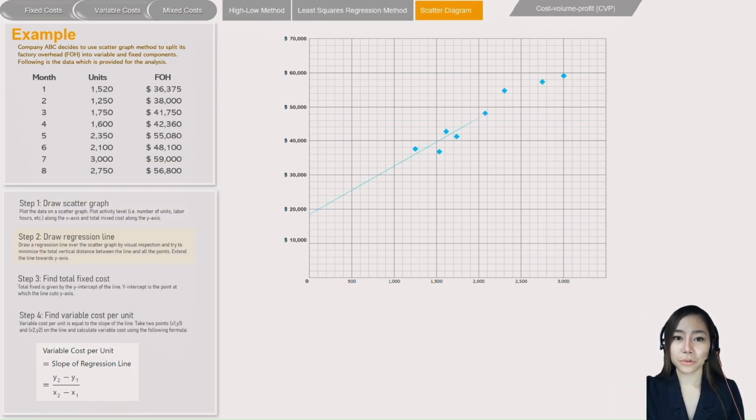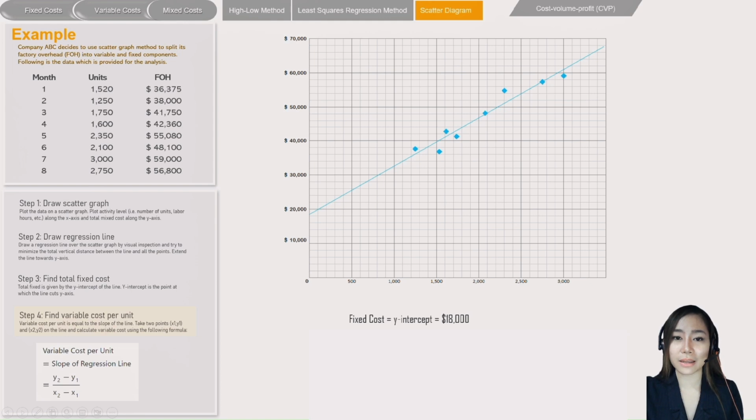So step 2, draw a regression line. Draw a regression line over the scatter graph by visual inspection and try to minimize the total vertical distance between the line and all the points. Extend the line towards the y-axis and find the total fixed cost.